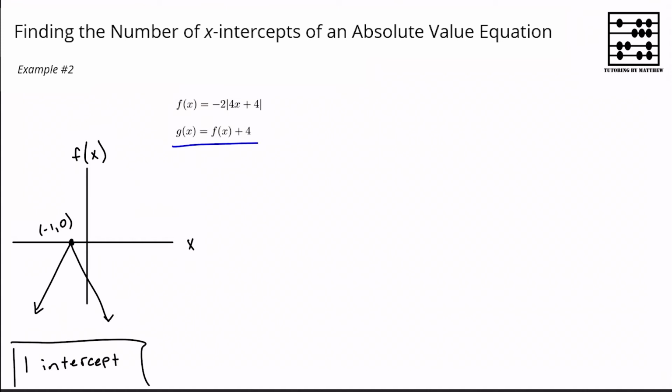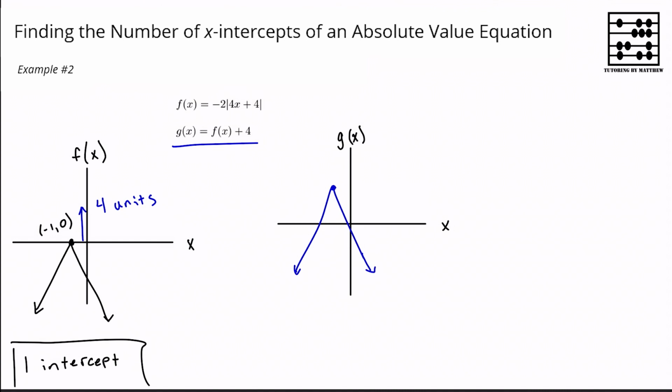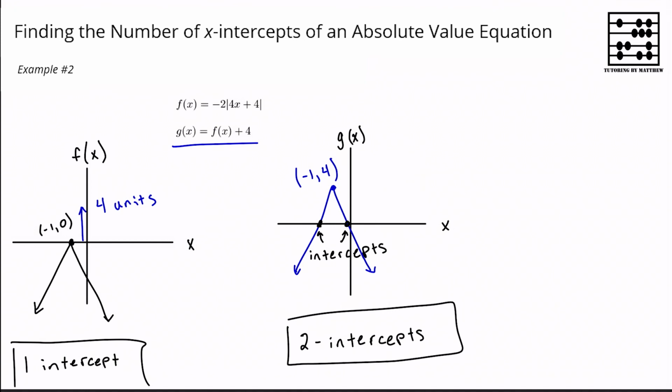Again, we don't know exactly what it looks like, but we do know that it is the same as f of x and shifted up 4 units. When we graph this, we can easily see that g of x has 2 x-intercepts. Remember, if an absolute value function is downward facing and has a vertex above the x-axis, it will always have 2 x-intercepts and 2 real solutions.